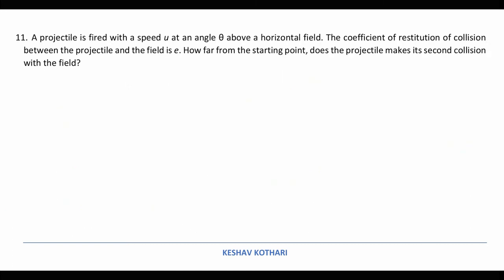Problem number 11. A particle is fired with a speed u at an angle theta above a horizontal field. The coefficient of restitution of collision between the projectile and the field is e. How far from the starting point does the projectile make its second collision with the field? So we are considering something like this: this is the field on which the collision is being discussed.